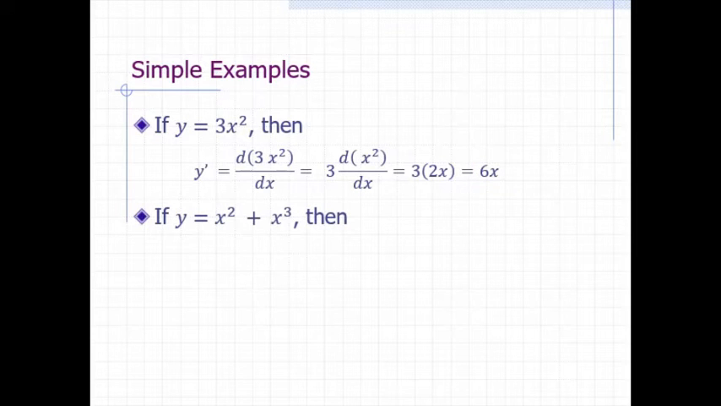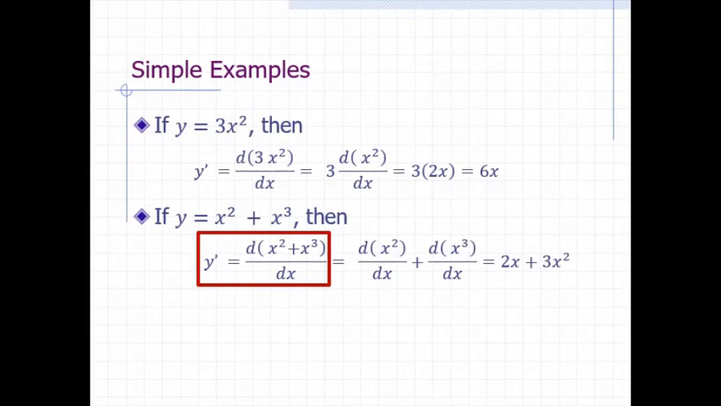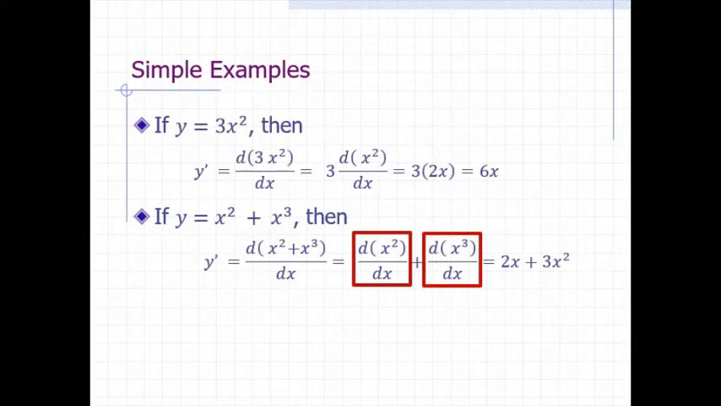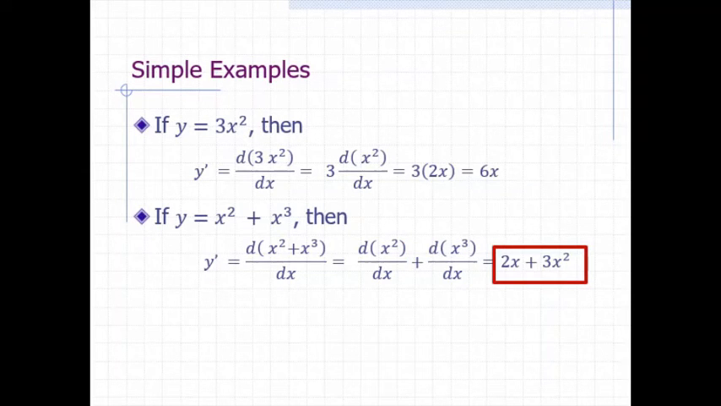What if y is equal to x squared plus x cubed? We can see that here we are looking for the derivative of a sum of two functions, x squared and x cubed. So we can take the derivatives of the functions separately first, then add the results. This gives us 2x plus 3x squared. The derivative of x squared is 2x, and the derivative of x cubed is 3x squared.